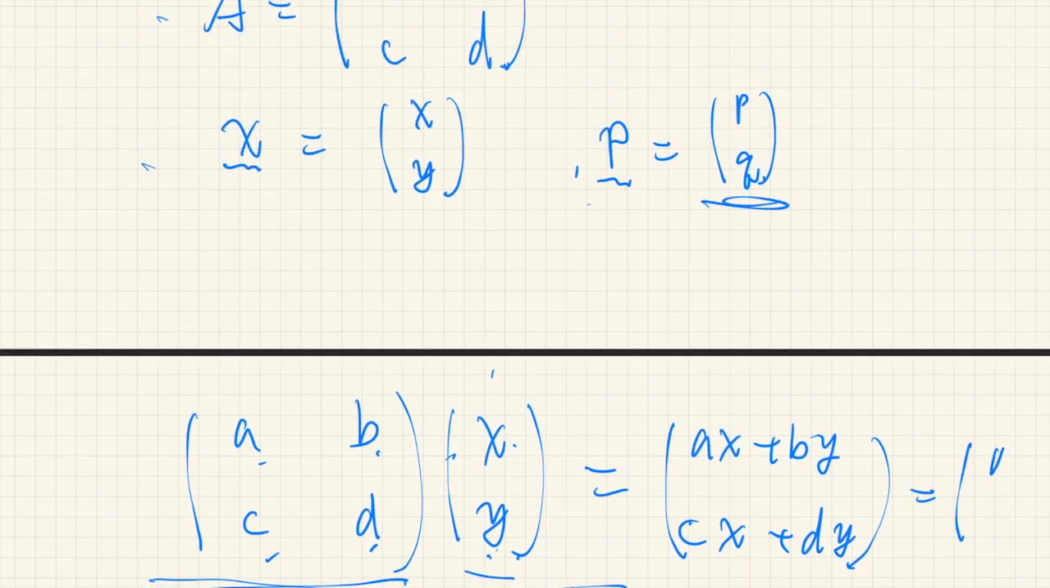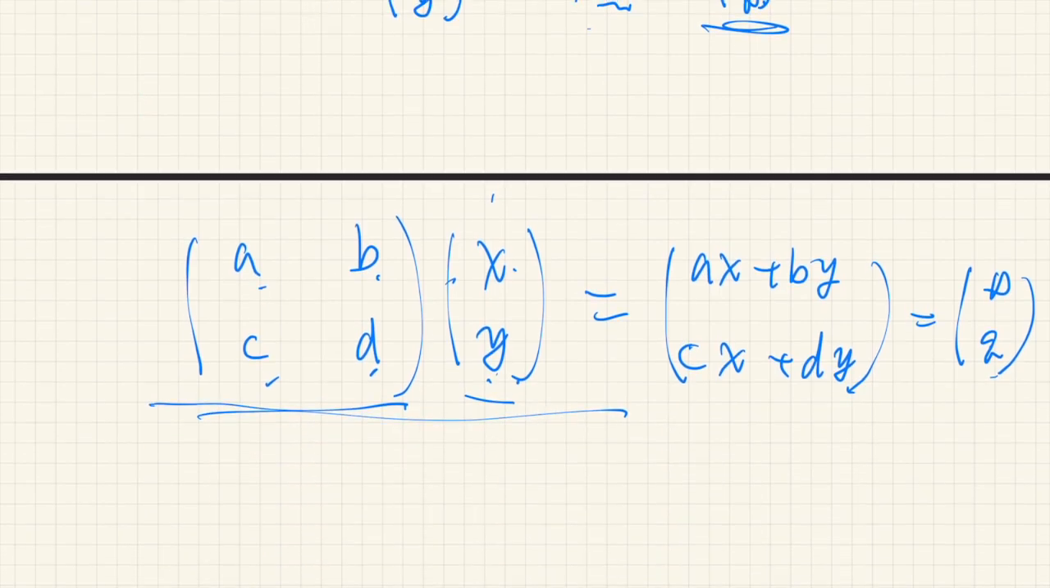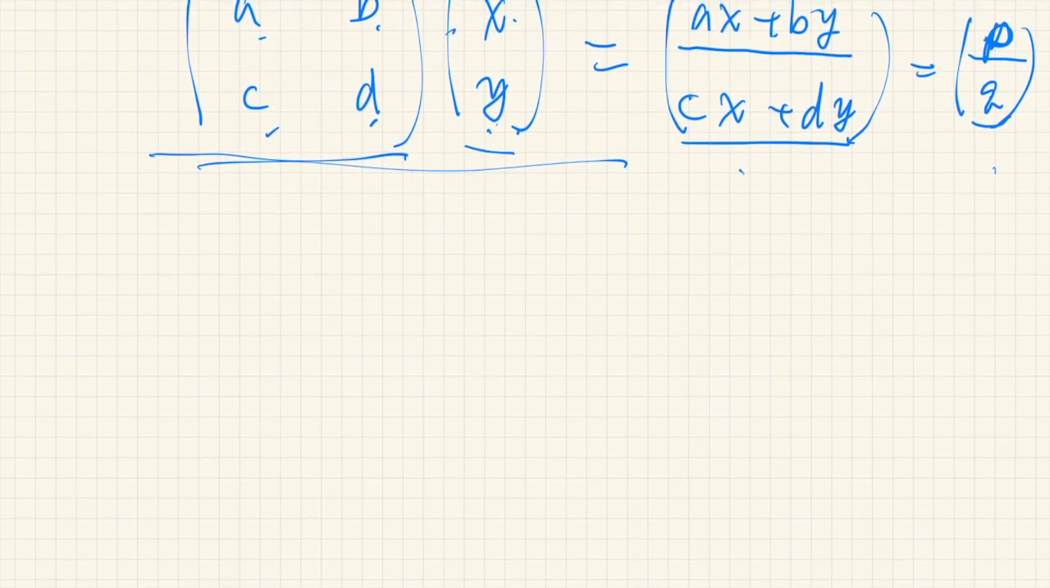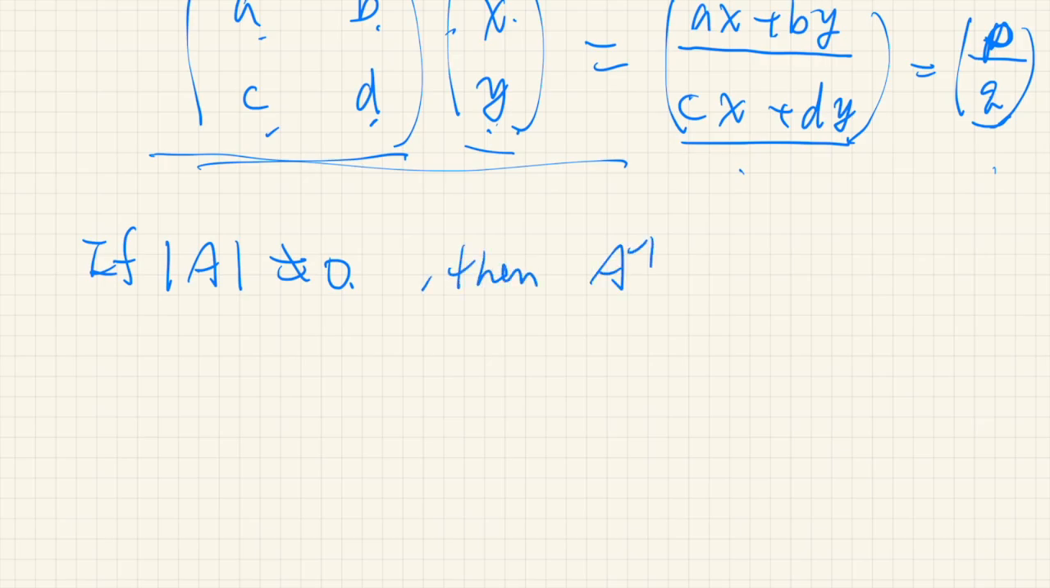So if this is equal to (p, q), and if two vectors are equal, then each corresponding element is equal. That means ax plus by is equal to p, and cx plus dy is equal to q. That is precisely this set of equations. Now, suppose the determinant of this matrix A is non-zero. Then we can find the inverse matrix of A. If the determinant of A is non-zero, then A inverse exists.